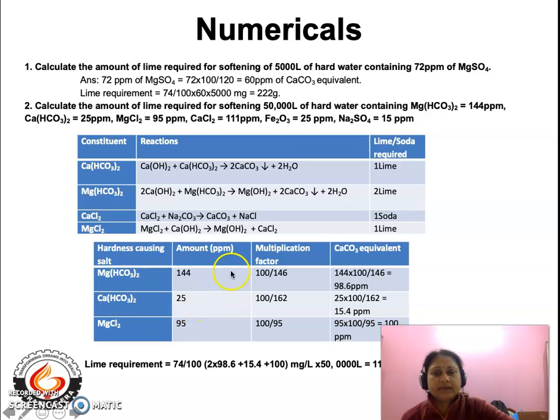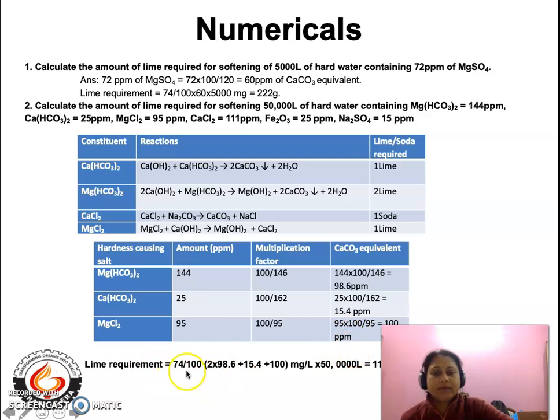So magnesium bicarbonate, the amount present in our hard water sample is 144 ppm, and the multiplication factor is the molecular weight of calcium carbonate divided by molecular weight of magnesium bicarbonate, that is 146, and after calculation we get it as 98.6 ppm. Similarly, calcium bicarbonate, its presence in our hard water sample is 25 ppm, and we convert it and the answer comes out to be 15.4 ppm. Magnesium chloride, the amount present is 95 ppm and the conversion factor is 100 ppm.